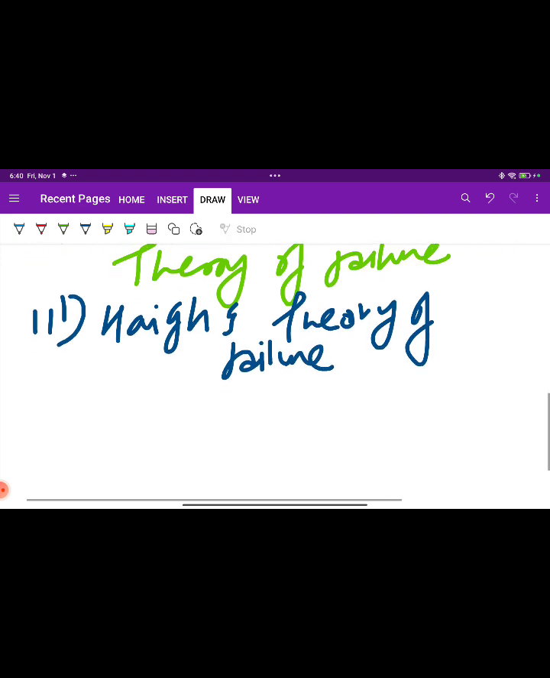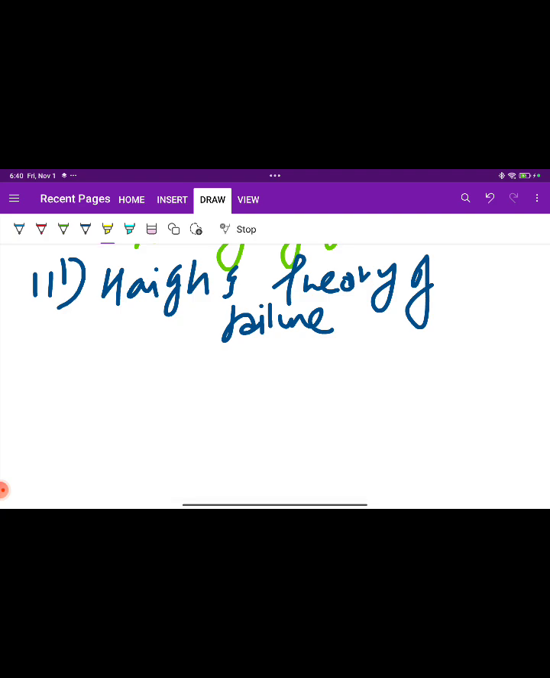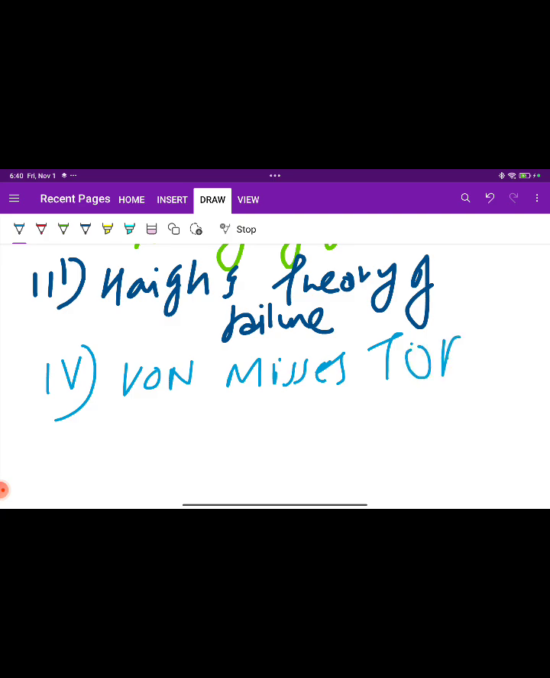And the fourth theory of failure that we are going to talk about is distortion energy theory of failure, or we can say von Mises theory of failure. This is also called distortion energy theory of failure.